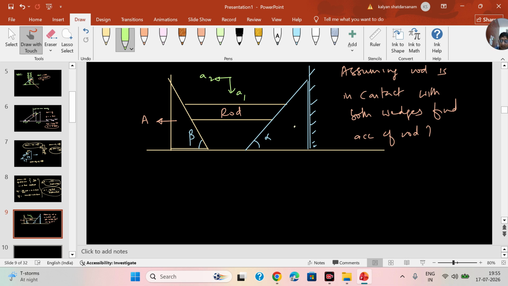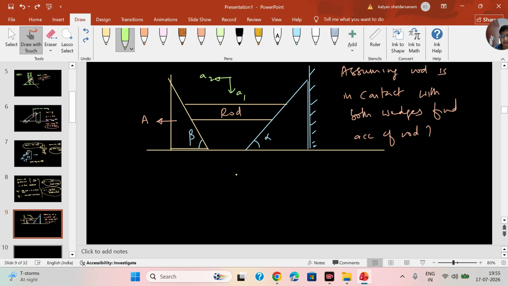Okay. Of course, this wedge cannot move. This one cannot move because there is a wall which will not allow it to move to the right. If that also moves, and if it also has some acceleration, then the constraint will change. Suppose both the wedges are moving and the rod is to be in contact with both of them. Then it has to move in a certain way. That is also another problem, the more complex problem.